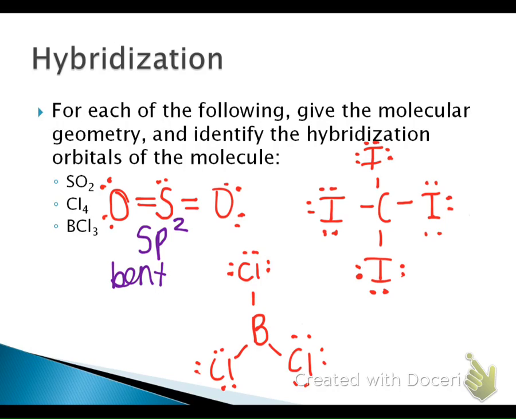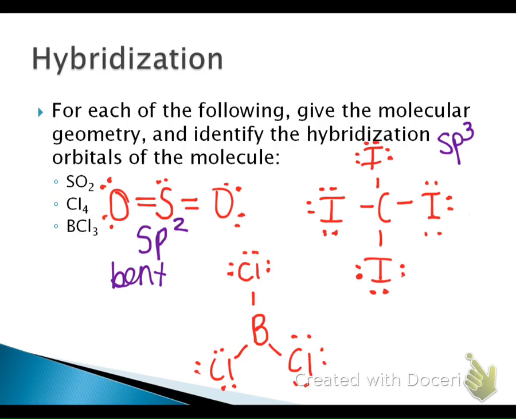So if you look at your geometry, is that going to work for sp2 also? sp2 and bent go together? And what about 3 domains and sp2? Do they go together? All right, good. Okay, what about CI4? Jake, what'd you have for hybridization? sp3. Good.